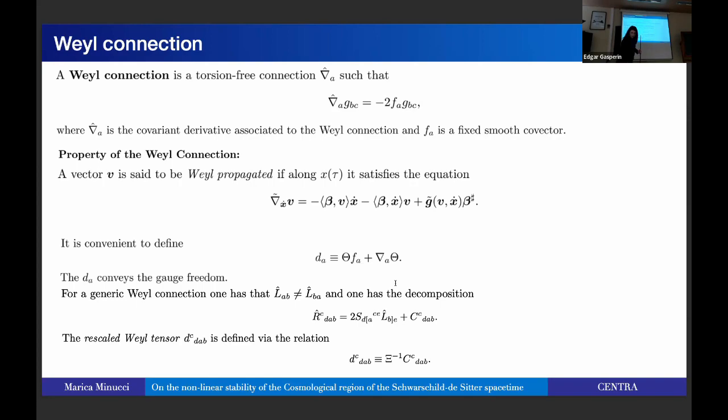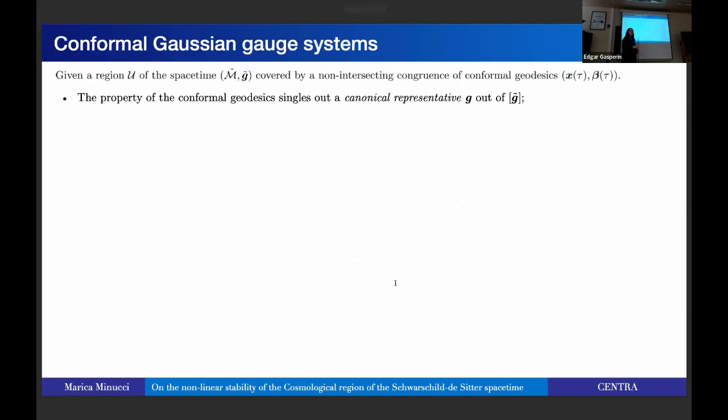So then give us this recipe. What we do, by using this conformal geodesic and these Weyl connections, is construct this conformal Gaussian gauge system. This system generalizes the standard Gaussian gauge system, and it is made as follows. So you have an initial hypersurface.